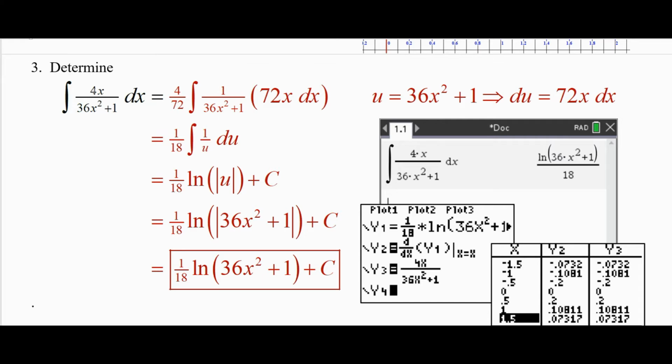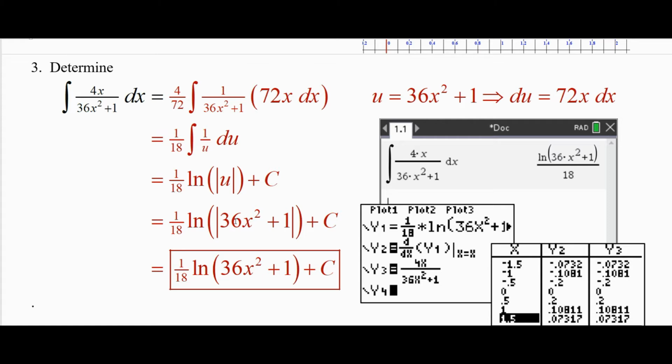Then what else do we have? We have the 4 brought out front, and I put a 1 over 72 out front. That fraction reduces to 1/18. And so we have the antiderivative of 1 over u du. Well, the antiderivative of 1 over u is the natural logarithm of the absolute value of u. But then we need to plug back in what u is to get it back in terms of x, 36x squared plus 1.